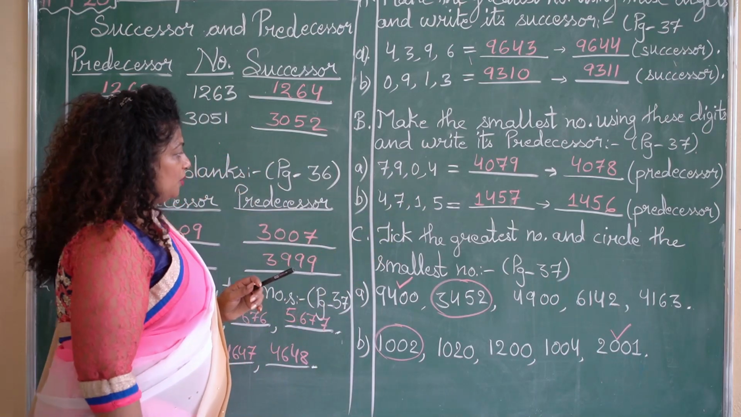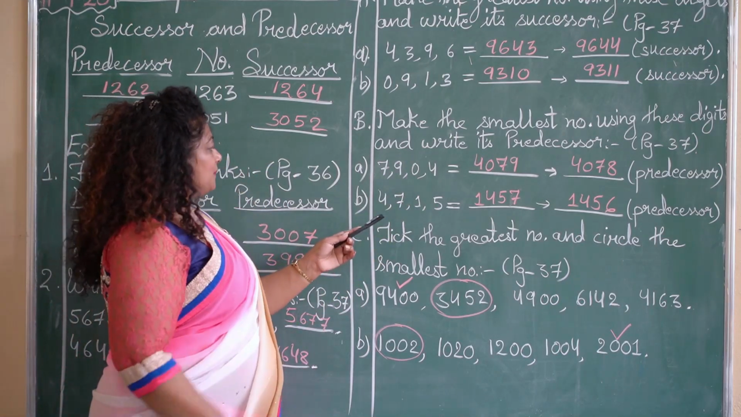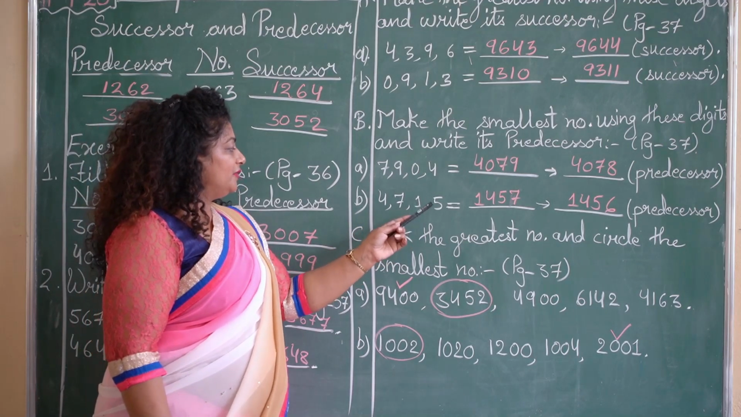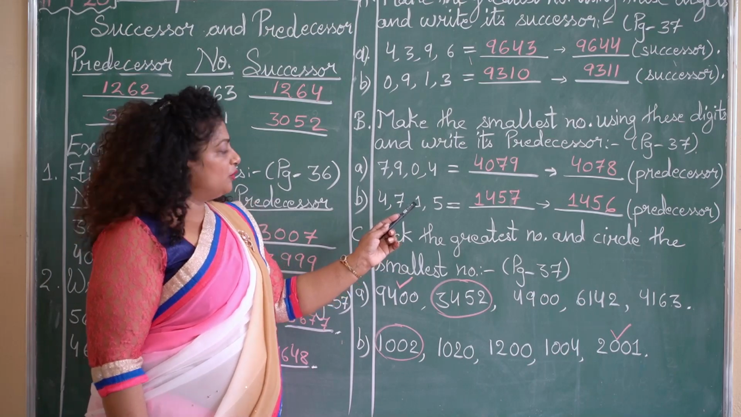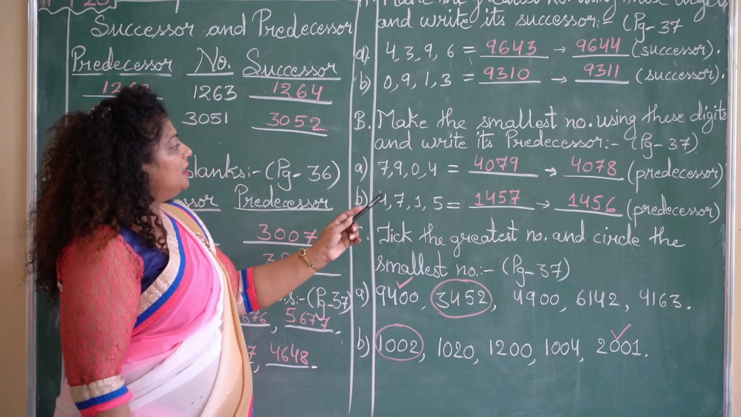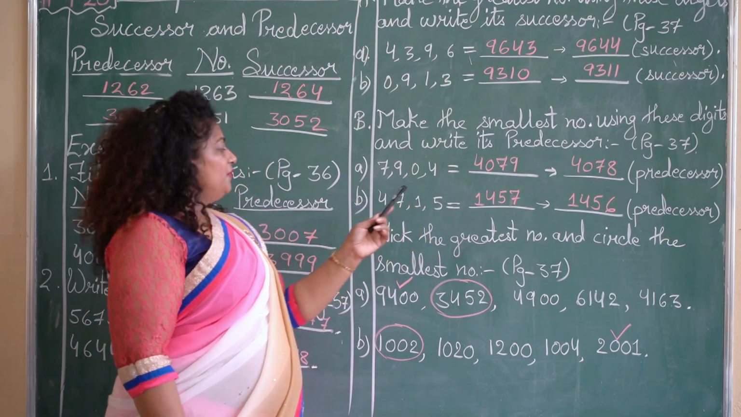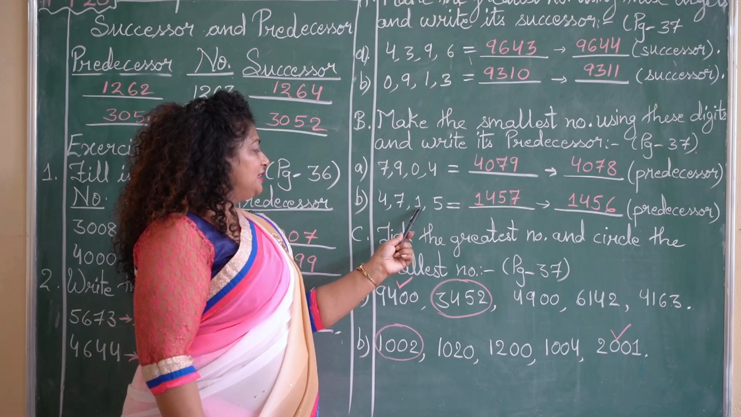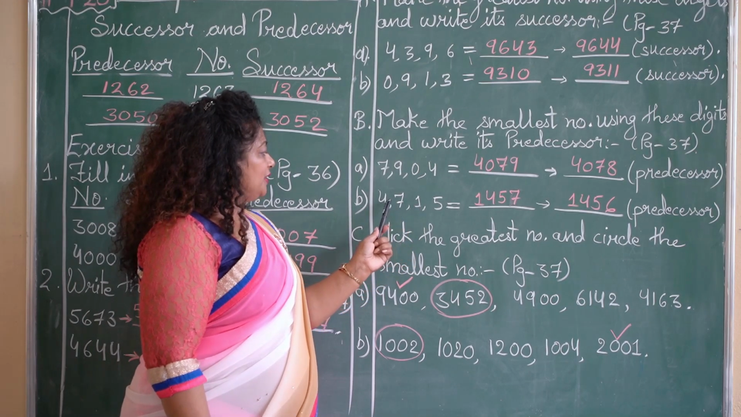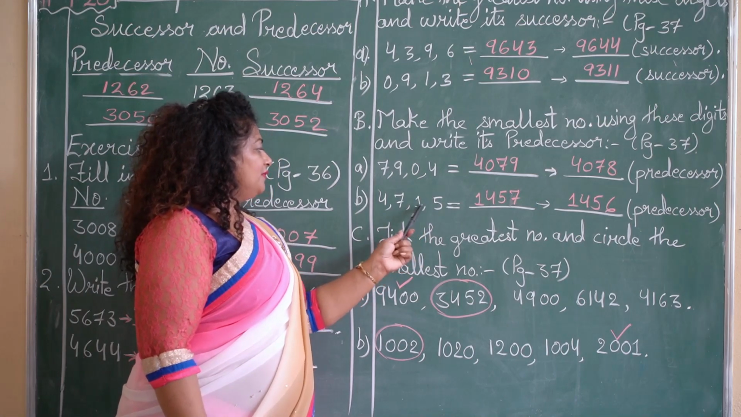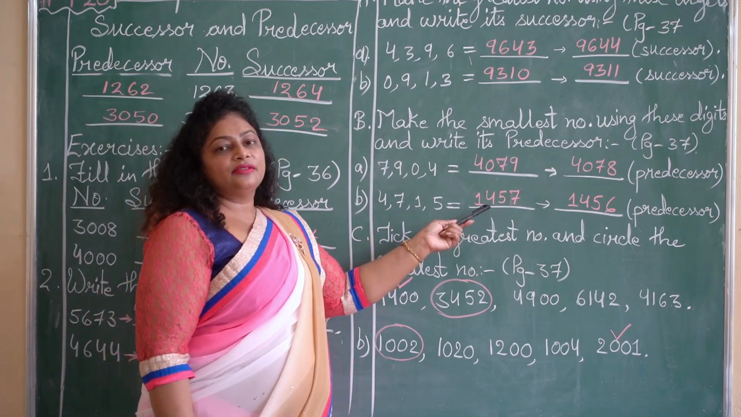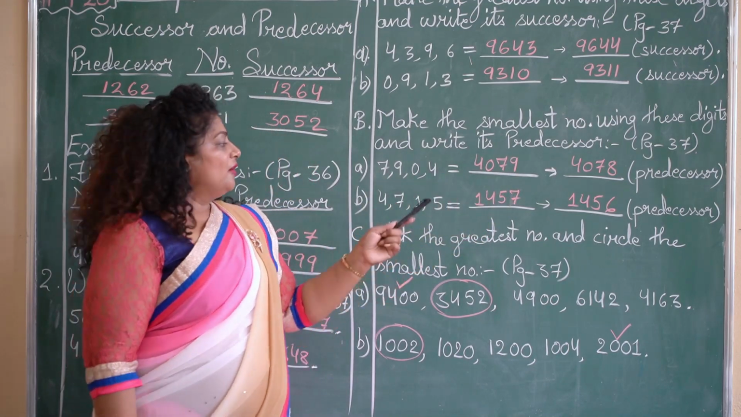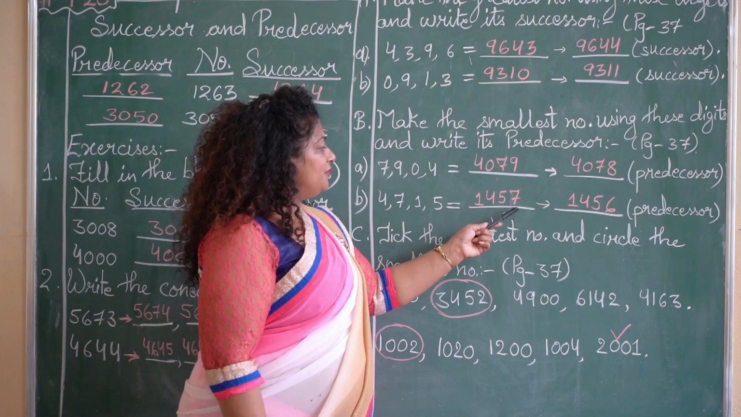Okay children, let's proceed to other question, that is 4, 7, 1, 5. Now 4 digits are given to you. Out of these 4 digits we have to make the smallest number. For this we will be using the smallest digit first. So the smallest digit here is 1. After that we'll write 4, then 5, then 7. So the number we got is 1457, and the predecessor of 1457 will be 1456.